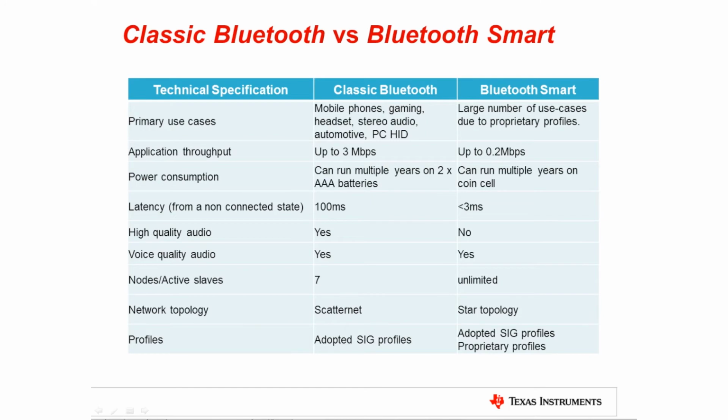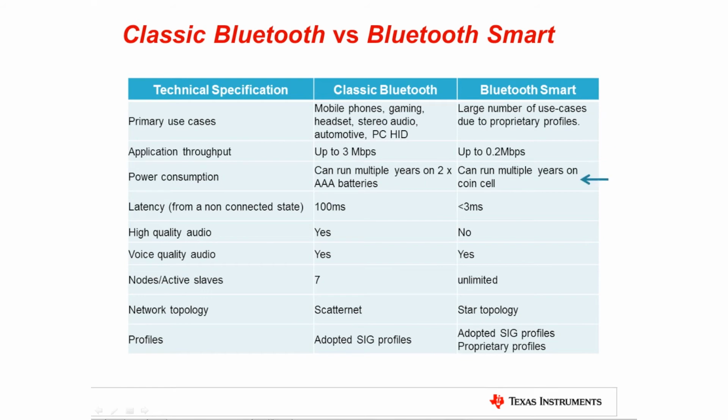Let's take a quick look at the specs for both classic Bluetooth and Bluetooth Smart. Both are, of course, maintained by the Bluetooth Special Interest Group, or SIG, and provide an open, multi-supplier platform that ensures interoperability. Bluetooth Smart targets use cases with infrequently transmitted and smaller data packets. The data rate and actual payload is much smaller when compared to classic Bluetooth, rendering it unsuitable for streaming larger amounts of data.